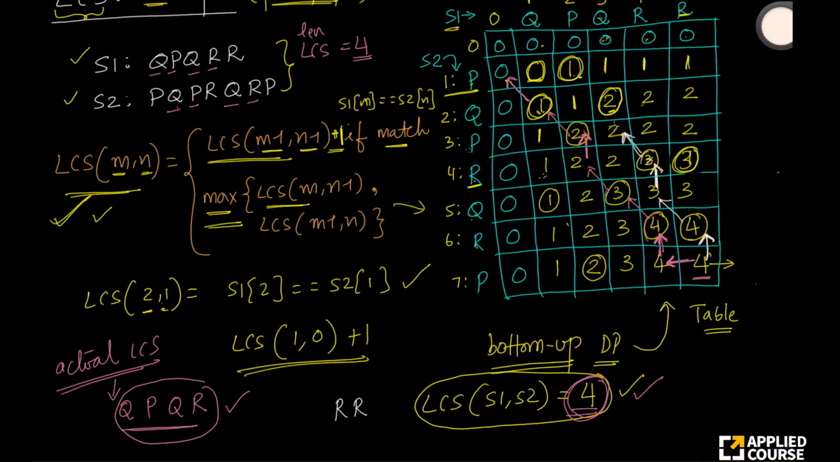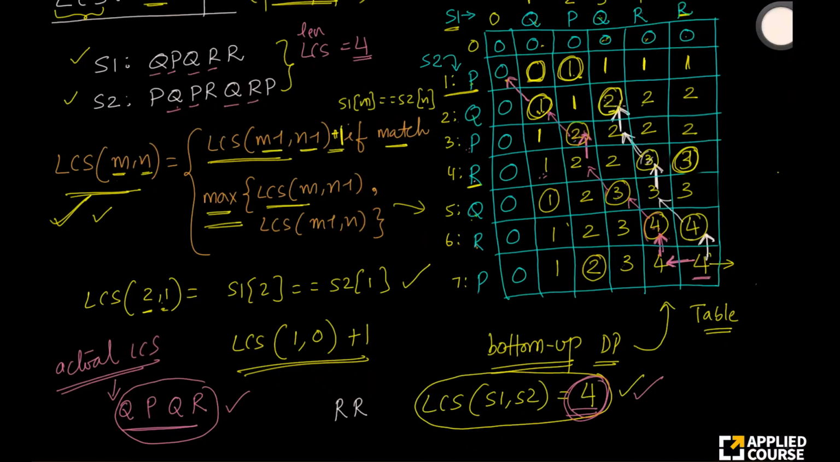How did this 2 come about? This 2 came about as a max of these two. Since both of them have the same value, I can pick any one. So let's pick this different route. See, this is one route that I have. Let's pick a slightly different route to get a slightly different string or longest common subsequence.